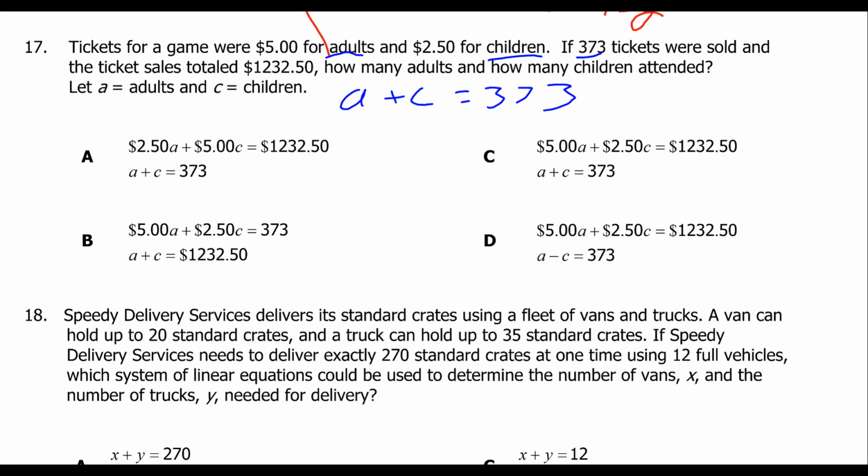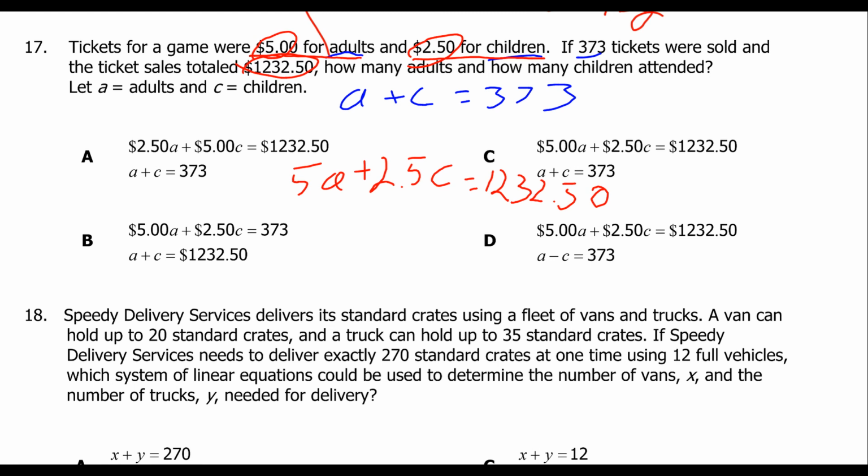Now, next thing that my brain says is $5 for adults, $2.50 for children. Okay, and then it says this is money, this is money, there's money. So I've got 5A plus 2.50C equals 1232.50. Okay, now let's see what we can eliminate based off of what we came up with.